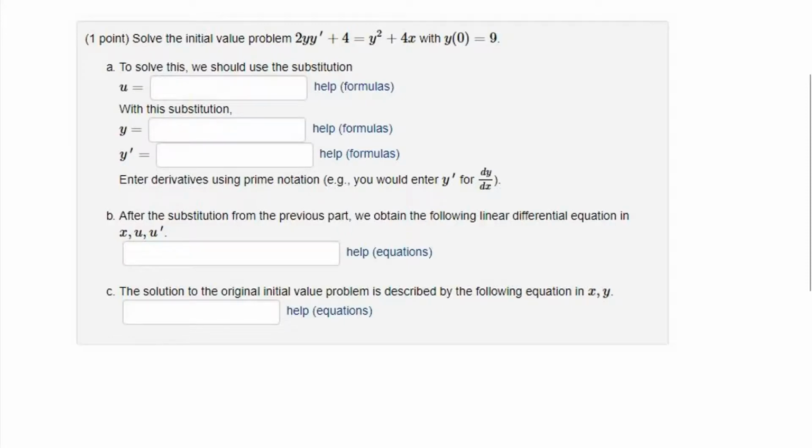Okay, solve the initial value problem 2y' + 4 = y² + 4x with the initial condition y(0) = 9. And you can see the steps are laid out here. We want to use substitution.